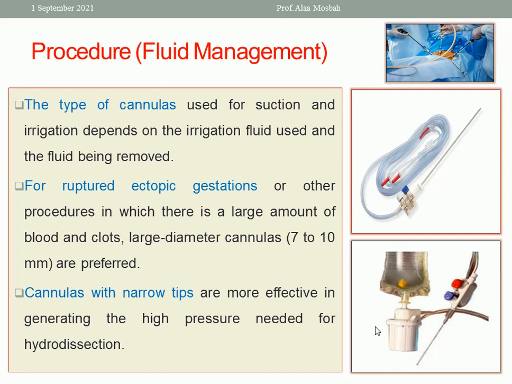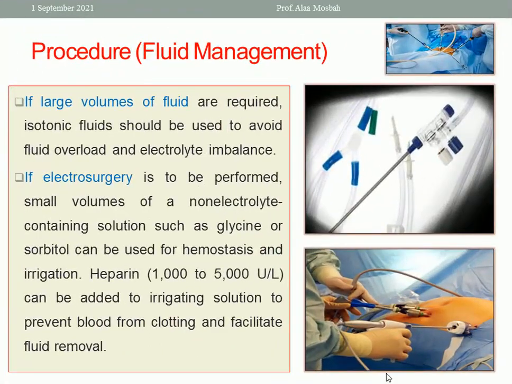The type of cannula used for suction irrigation depends on the irrigation fluid used and the fluid being removed. For ruptured ectopic, for example, there is bleeding and the amount of blood may be excessive. I need for that a large diameter cannula, like a 10 millimeter cannula. You should know that cannulas with narrow tips are more effective in generating the high pressure needed for hydrodissection. So each one has its advantage, the narrow and the wide one. Large volumes of fluid are required. Isotonic fluid should be used to avoid fluid overload and electrolyte imbalance.